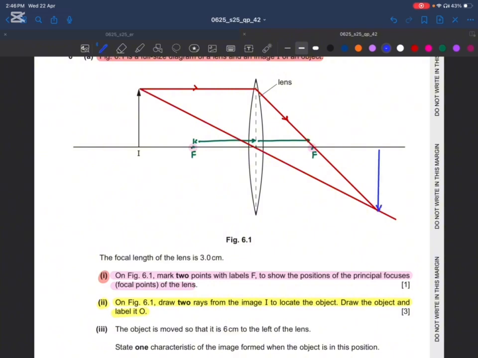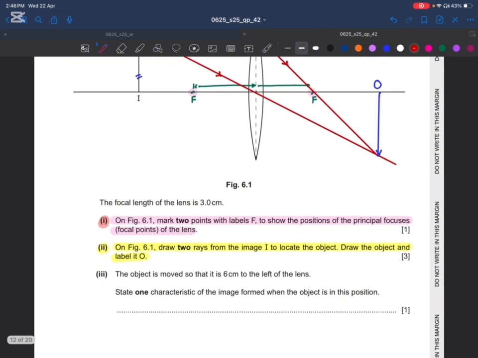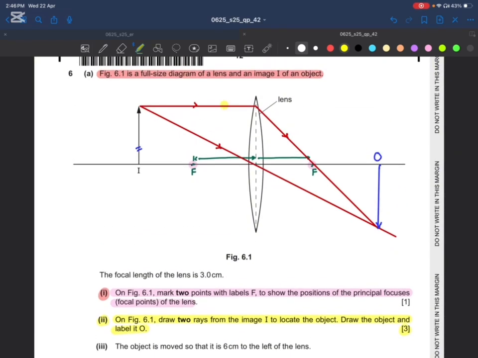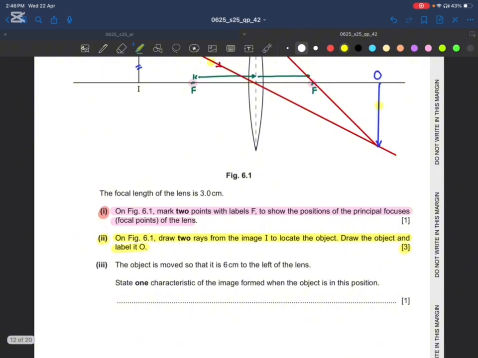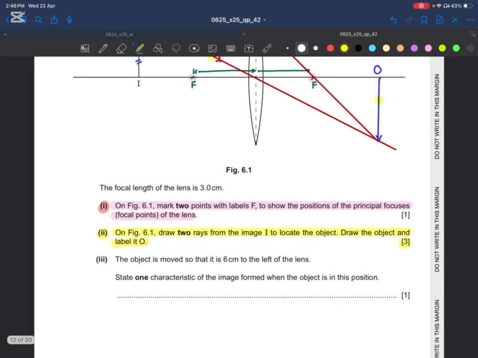As I said, in this case they have started the other way around. Normally they will give you the object and ask you to draw the image, but in this case they have given you the image and they are asking you to draw the object. So the object is over here and you will get 3 marks. So be careful. You have to draw these rays, obviously the position of the image, and then the inverted arrow you use for the object.